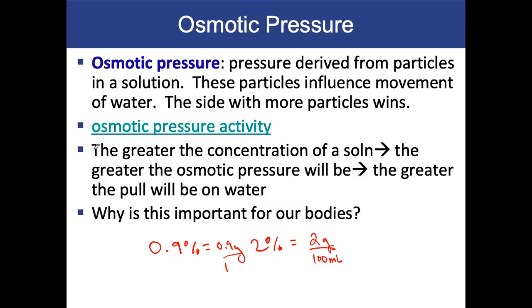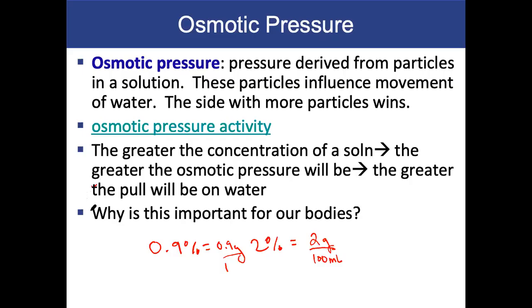The trick to figuring this out is the greater the concentration of a solution, the greater the osmotic pressure will be, the greater the pull will be on water. So if you have a greater particle concentration, then that's going to give you a greater osmotic pressure, and a greater osmotic pressure is going to make water move towards it, right? Water wants to dilute the side with more particles, and because there's more particles in a higher osmotic pressure, then water is going to go to that side.